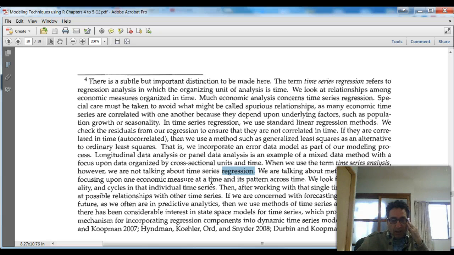So that's what we were looking at in all those graphs. We look for trends, we look for seasonality, we look for any kinds of cycles in that individual time series.